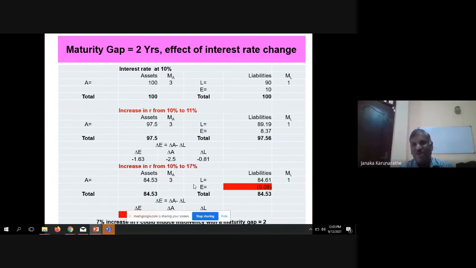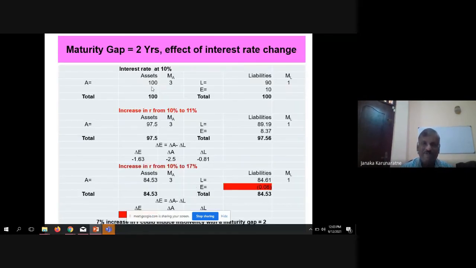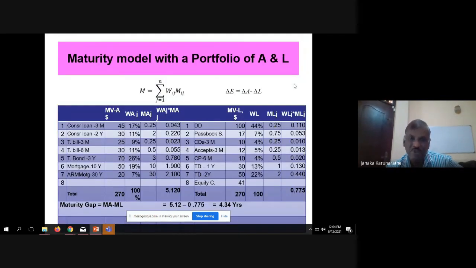So very simple. Only one asset, one liability, so the maturity gap is the same as MA minus ML. You don't have to work out like this, because here there are several assets normally. Here the weighted average MA is also 3 because only one asset. Weighted average ML is also 1 because only one liability. So 3 minus 1, simply 2. So the maturity gap is 2. One asset, one liability means it is the difference between MA and ML. So MA 3, ML 1, 2. You don't have to worry about working out like this because only one asset.